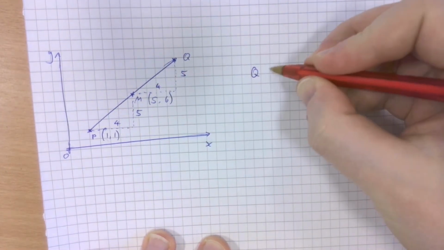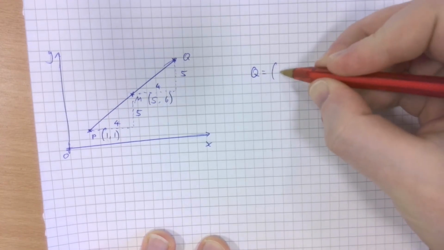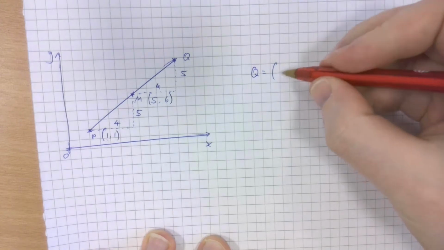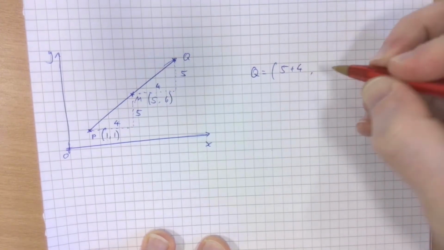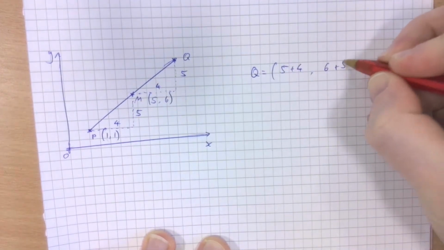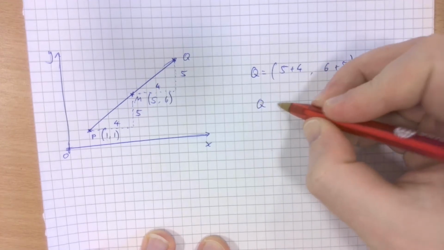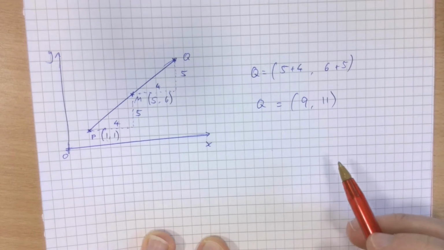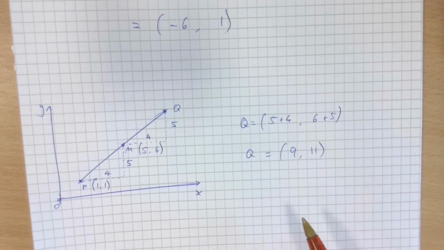So the point Q is the midpoint with this addition on the x and this addition on the y applied. 5 plus 4 and 6 plus 5, which makes it 9 and 11. Oh, that's topical. Hope that makes sense.